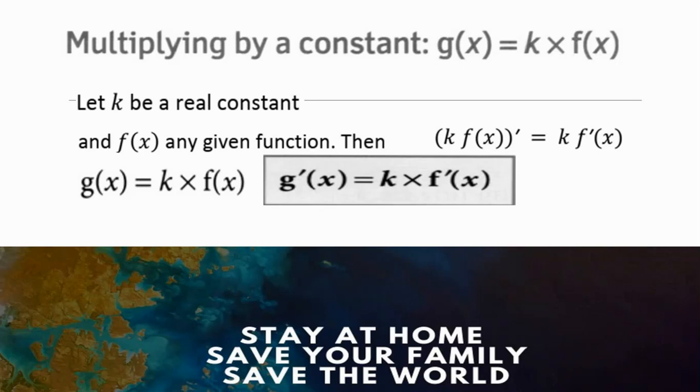There are also more combinations, multiples, products, but here we only look at two cases: multiplying a function by a constant, and adding or subtracting one function to or from another. First, multiplying by a constant.